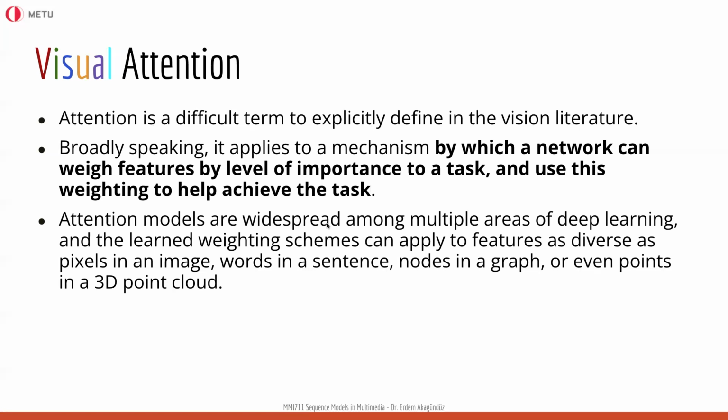Remember, last week we used the word focus: the human cognitive ability to choose what is important and what is not important was attention. So it's the same, applied visually. Attention models are widespread among multiple areas of deep learning, and the learned weighting schemes can apply to features as diverse as pixels in an image, words in a sentence, nodes in a graph, or even points in a three-dimensional point cloud.